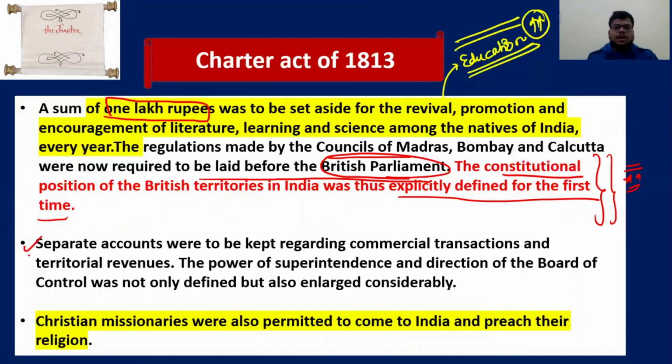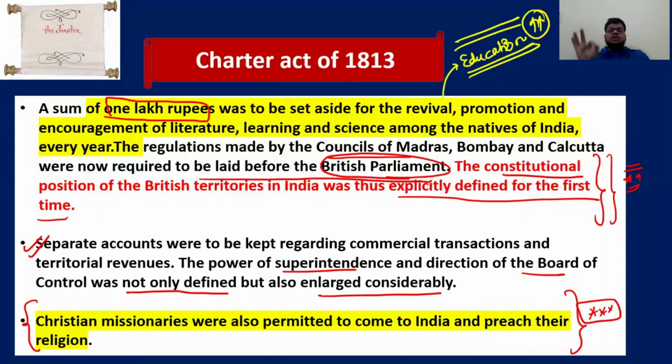Next, separate accounts were to be kept regarding the commercial transactions and the territorial revenue. The power of superintendence and direction of the board of control was not only defined but enlarged considerably, as we have discussed. And very importantly, because of the influence of these evangelicals, what has happened? Christian missionaries were permitted to come to India and preach their religion. Okay?